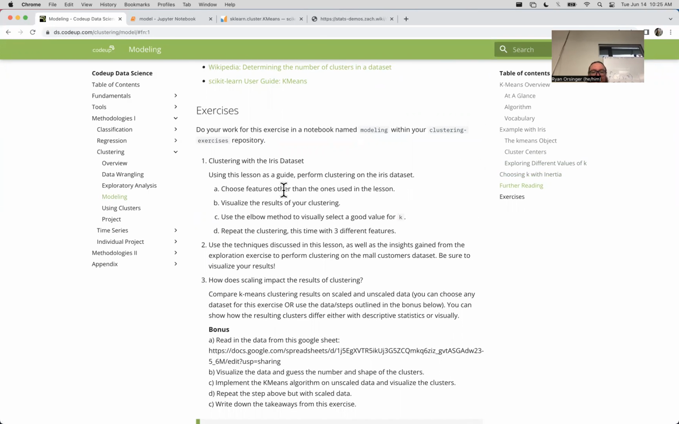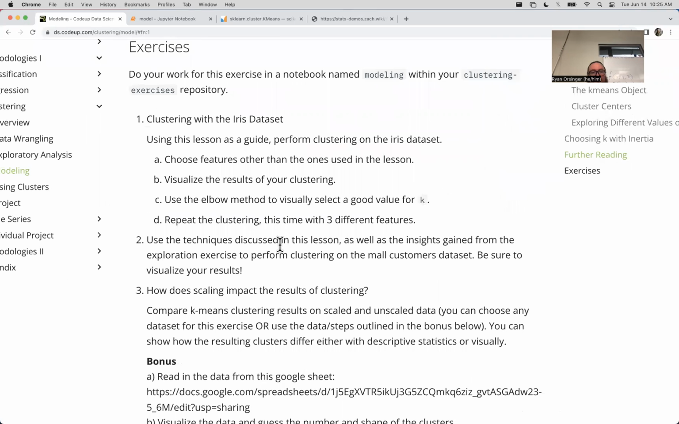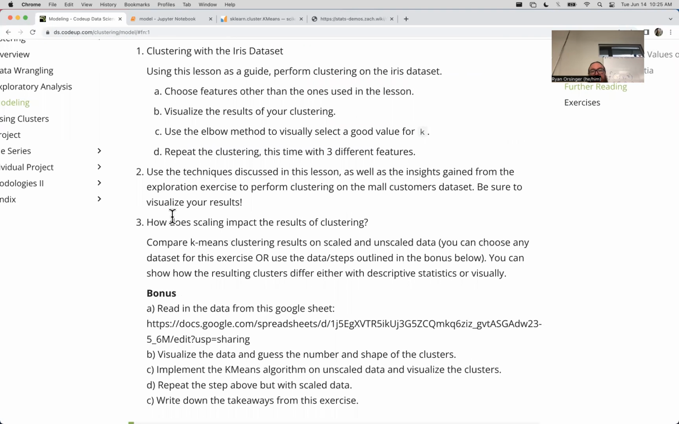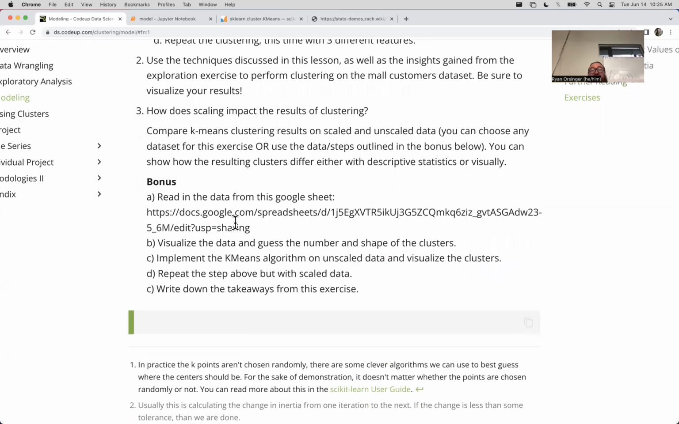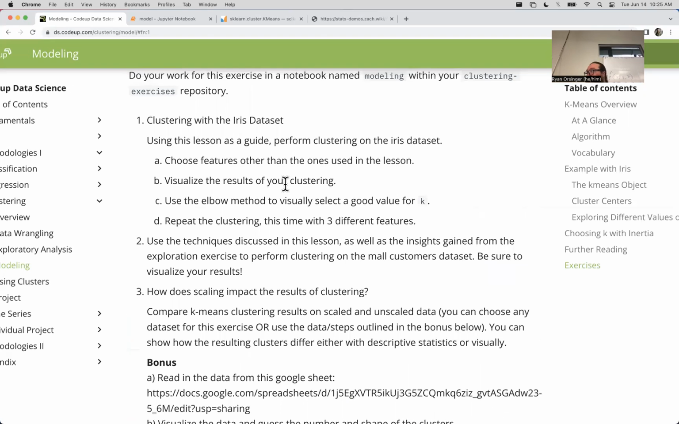So these exercises themselves will work with the Iris data set for the first one, and then crank out a model on the mall data. And then we have an exercise for you to compare the results of clustering unscaled data versus clustering scaled data. So there's some experiential learning for y'all involved here. A little bit of a bonus if you feel like going above and beyond. And of course, the real MVP is using any extra time on your project.